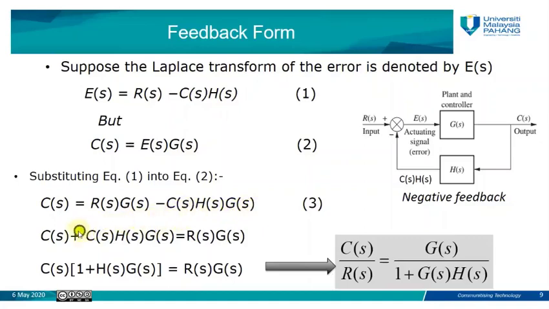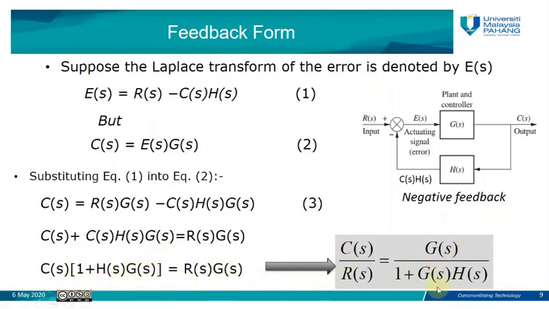To simplify this equation, we transfer the CS HS GS term to the left side of equation number 3. So we get CS plus CS HS GS equal to RS GS, which stays on the right side. Now we take CS as a common factor, and we have 1 plus HS GS, which equals RS GS. This will give you CS over RS equal to GS over 1 plus GS HS. We divide by RS on the left side, and on the right side we have GS divided by 1 plus GS HS.